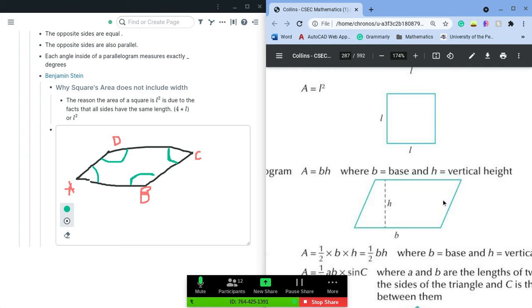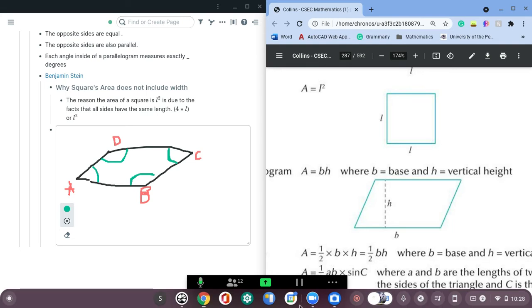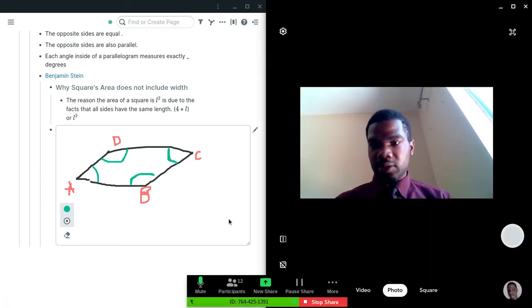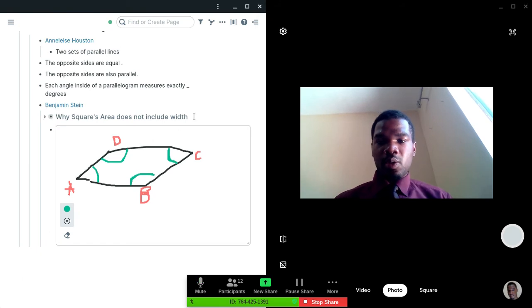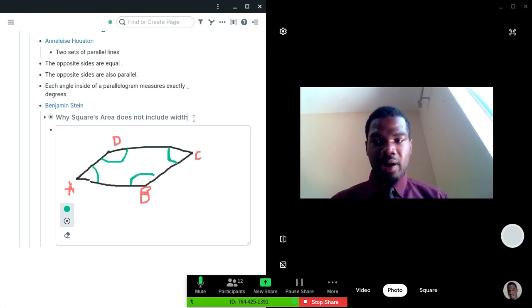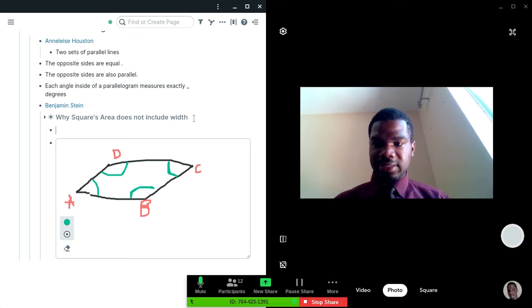Alright, we're gonna prove each of them is 90 degrees. So when you finish sketching the drawing, we're gonna calculate the angles inside to prove it to you. Alright? So quickly do that for me. So we know the square's area does not include a width. You can cover that up. We know this is gonna be the sketch of a parallelogram. A sketch of a parallelogram.